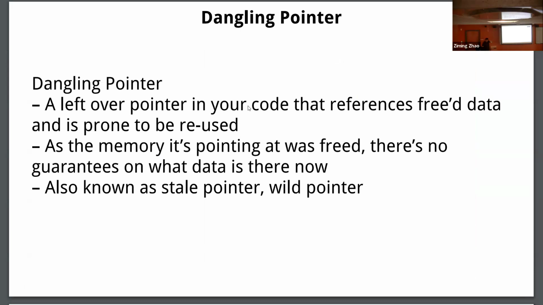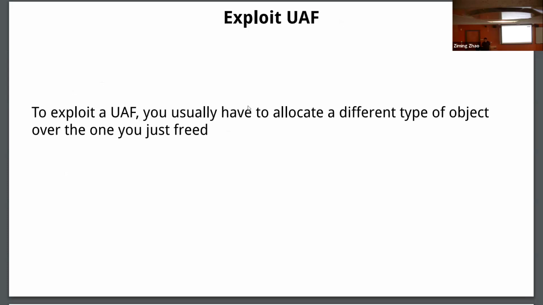Then you may use the pointer in a wrong way. The correct way to do this is, like I said, you should always set the dangling pointer to 0. But this is the software developers' job, and developers make all kinds of mistakes, right? That's why some languages provide smarter pointers to solve this problem. So how do we exploit this?